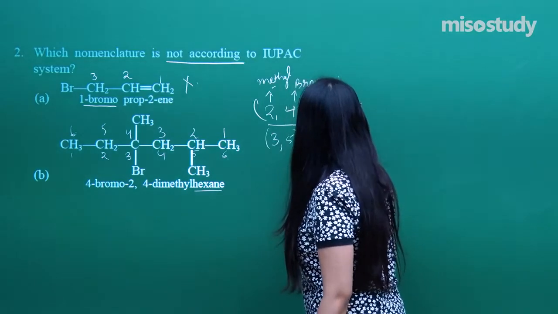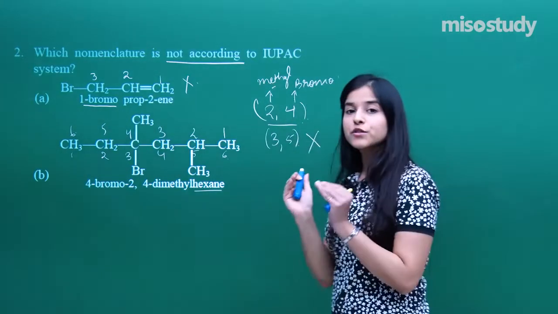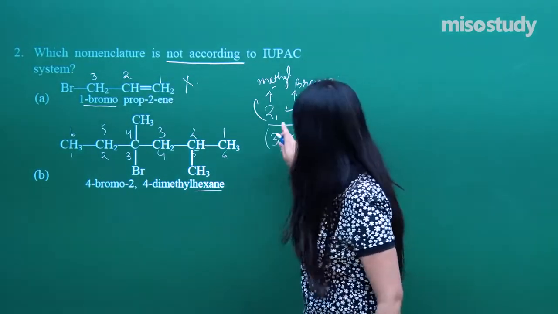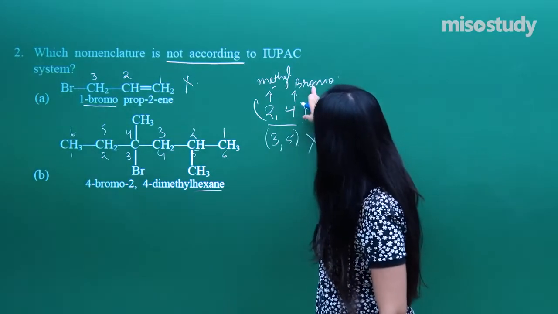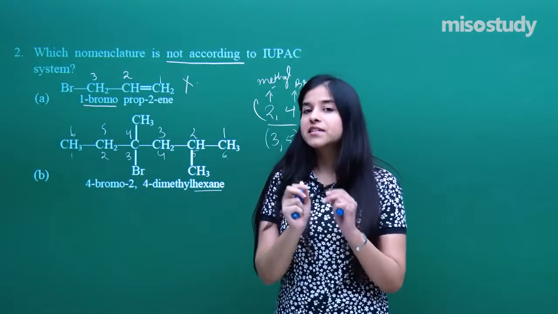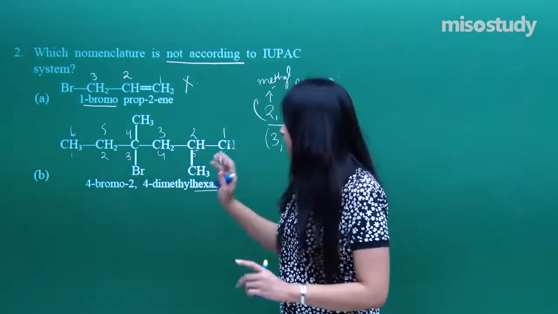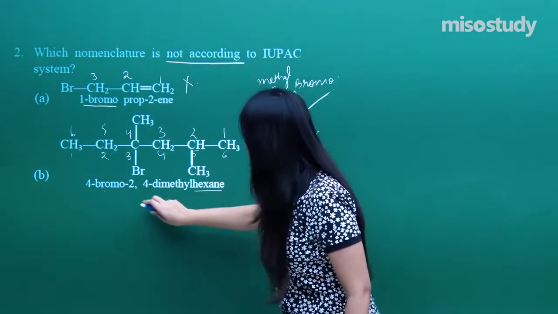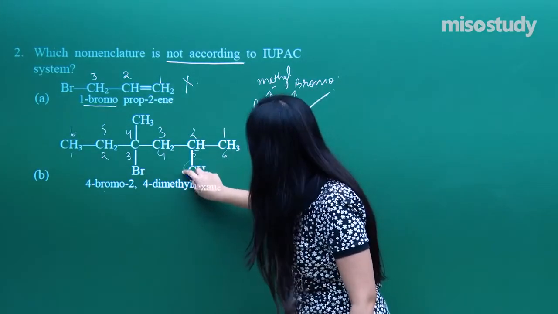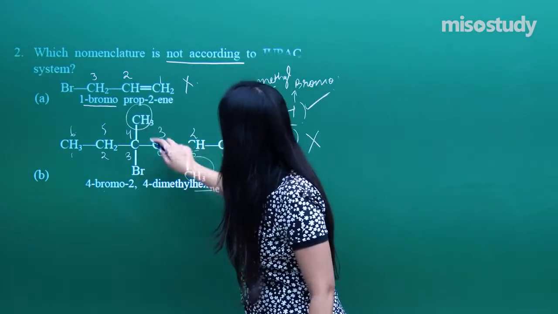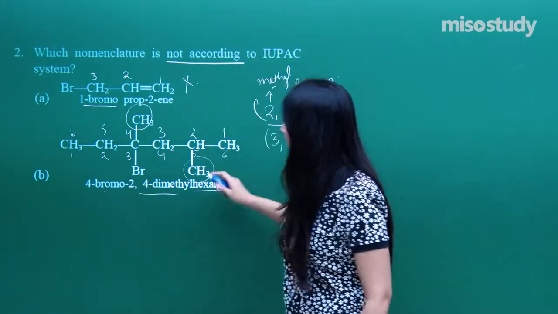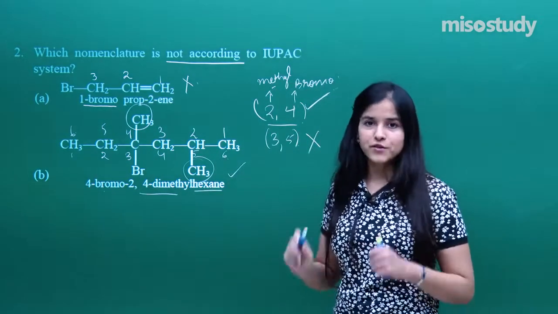So which should I choose? I should not choose this. I need the lowest possible set over here, so it would be this. I hope you all are getting it. That means I need to assign 4-bromo and 2-methyl as per the alphabetical order. So you just need to remember little things in order to name a compound. So 4-bromo, it's correct. 2,4-dimethyl. Now, how many substituents are there for the methyl? It is over here as well as here. So 2,4-dimethyl. It's correct.